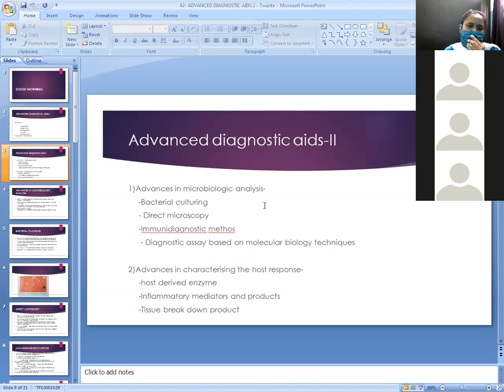Now today we are going to discuss advanced diagnostic aids, which are taking place in the third type of aid, that is microbiological analysis. Microbiologically we detect periodontitis on the basis of identification of a microorganism, because periodontal pathogens are present in the sulcus and in the oral cavity, and we can identify whether virulent pathogens are present, and the quantity of that periodontal pathogen. If it is more, then the disease is in active phase.